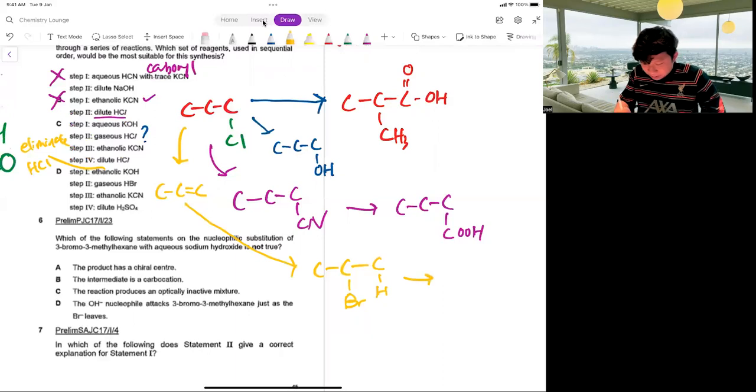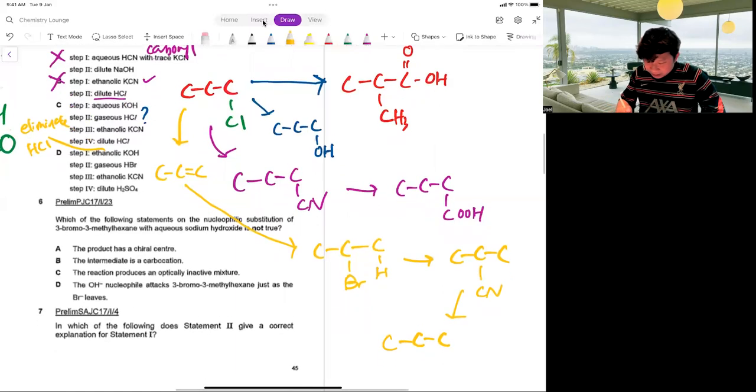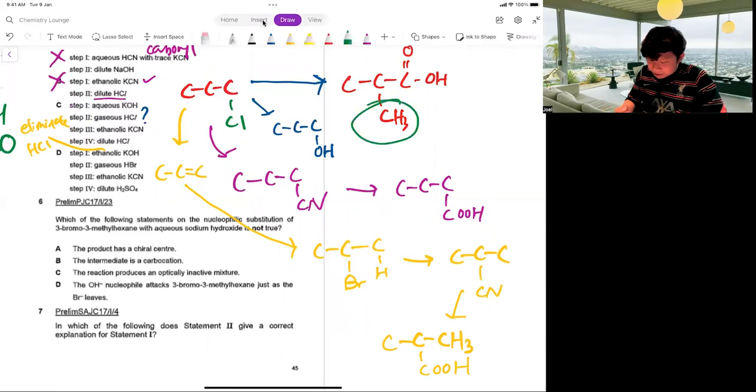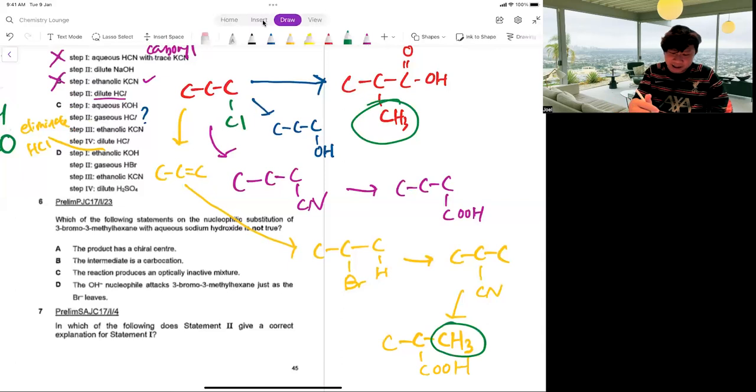Ethanolic KCN, C. The side one there. Then acidic hydrolysis, COOH. Oh, nice. This is my answer, right? This is the same, it's just that the CH3 is now at the side. Must know, this CH3 is the same as this CH3. It's the same. So the answer is D.